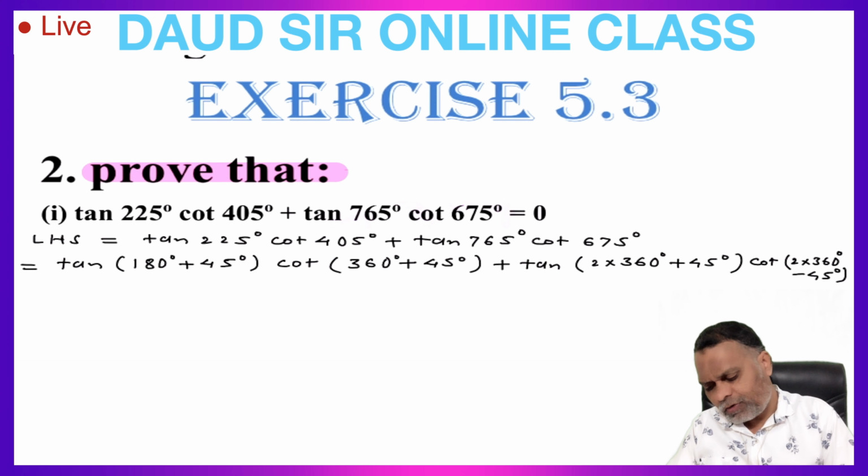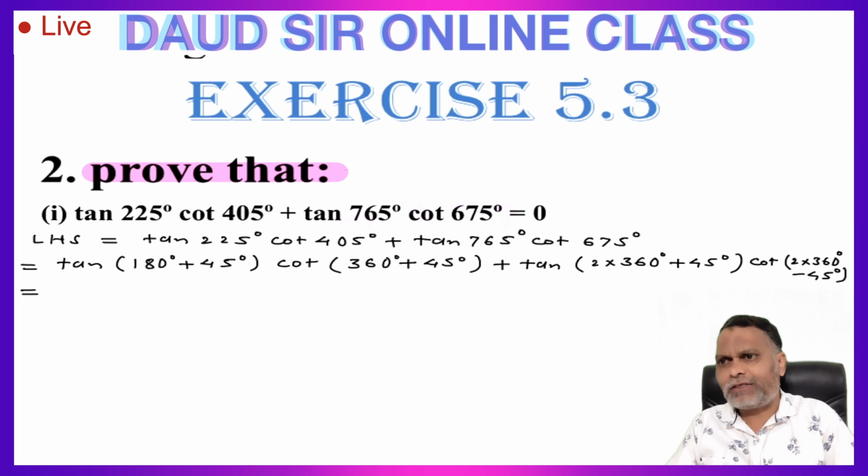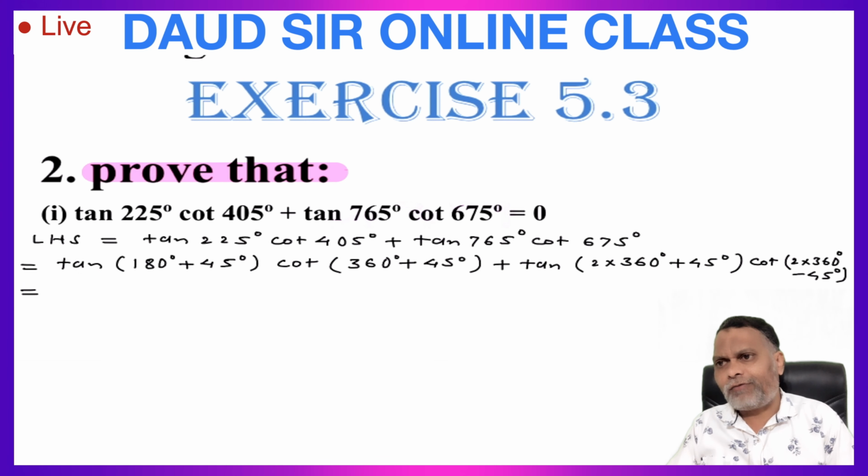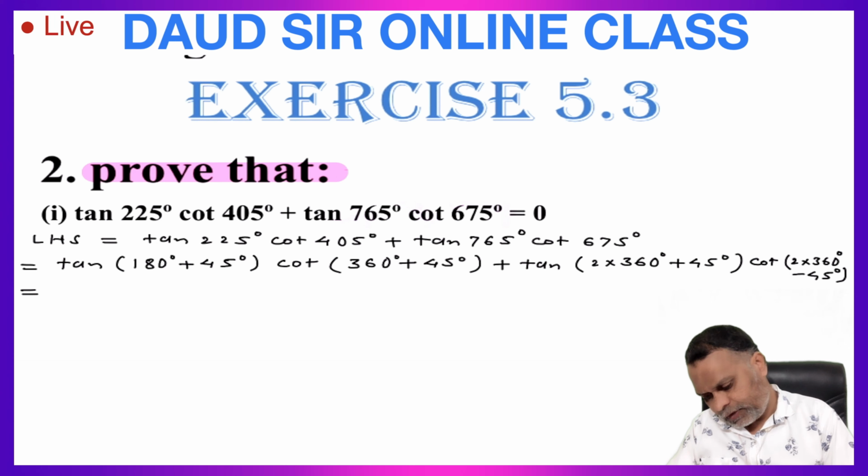Now we can use the quadrant. Tan 180 plus theta. It is read as 180 plus theta. 180 plus theta lies in third quadrant. What happens in third quadrant? In third quadrant, tan is positive. So this is tan, so plus sign. And in case of 180 degree, there is no change. So this is tan 45 degree.